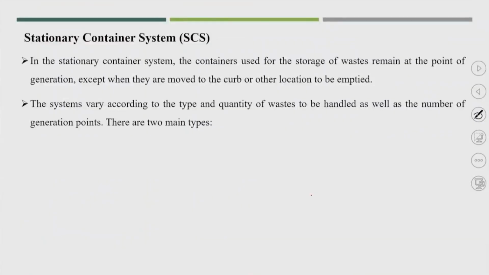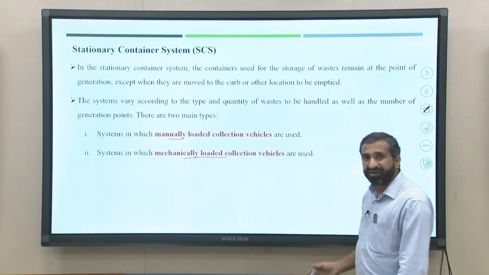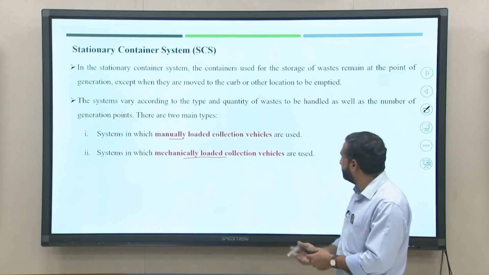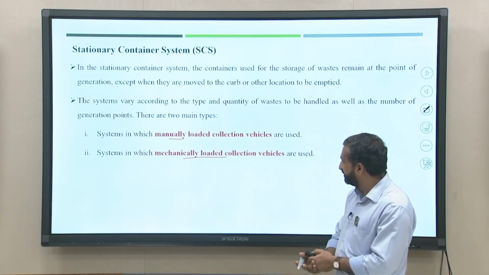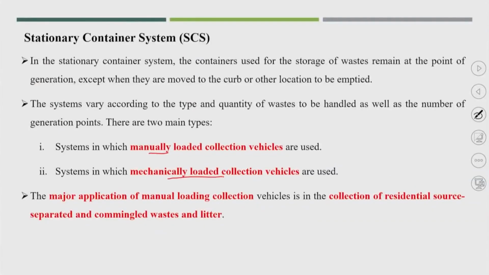Normally, we will have two main types of collection system. One is manually loaded, where the loading of waste is manual, and the other is mechanically loaded, which I had shown in the compactor vehicles, the mechanization of the waste collection system. The major application of the manual loading collection vehicle is the collection of residential source-separated and commingled waste and litter.